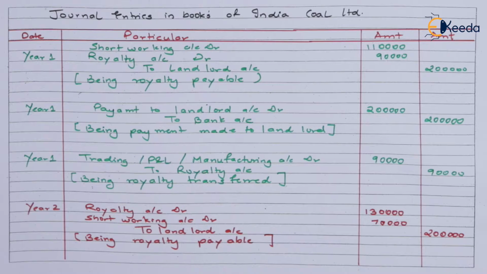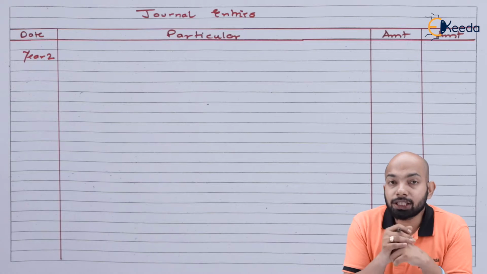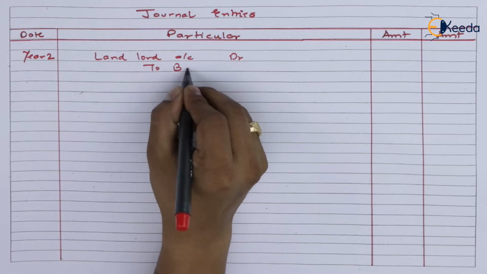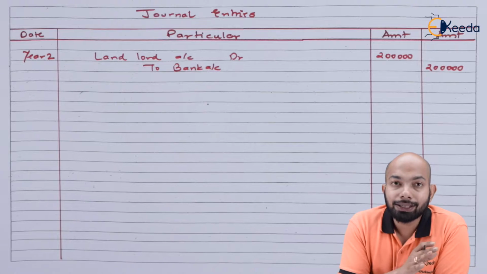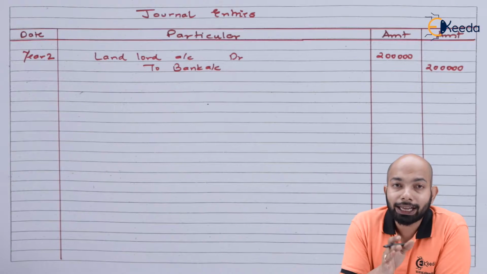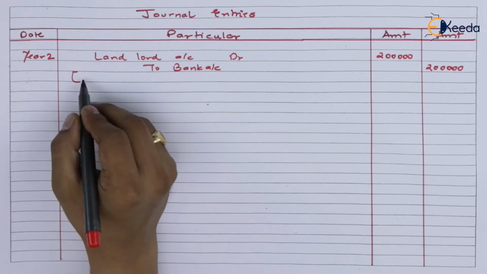The next will be the payment that is done to him in year 2. Now, the second entry will be the payment that is made to the landlord. So let's pass that. In the second entry that we have passed here, that is landlord account debit to bank, the amount is 2 lakh and the narration will be, being payment made to the landlord.